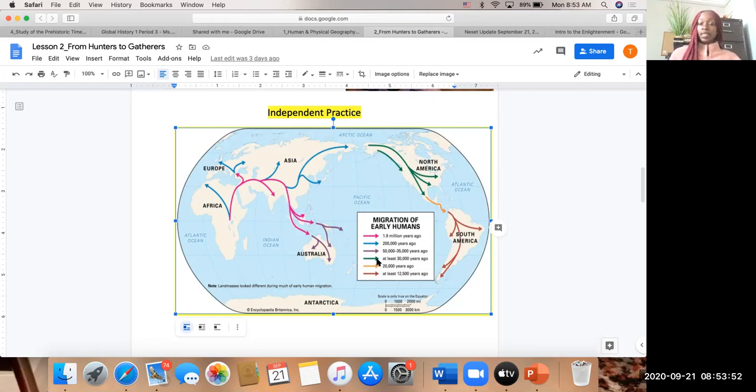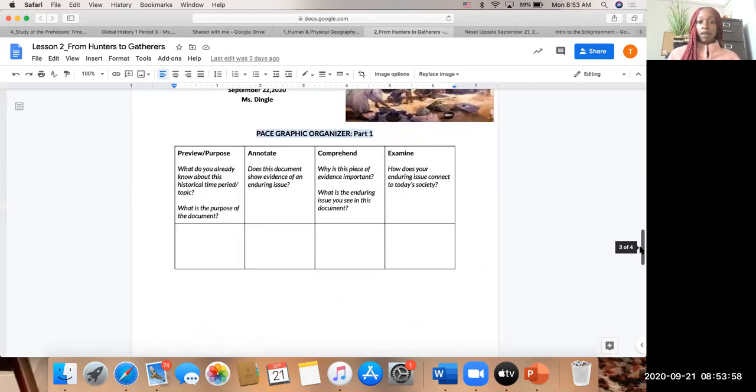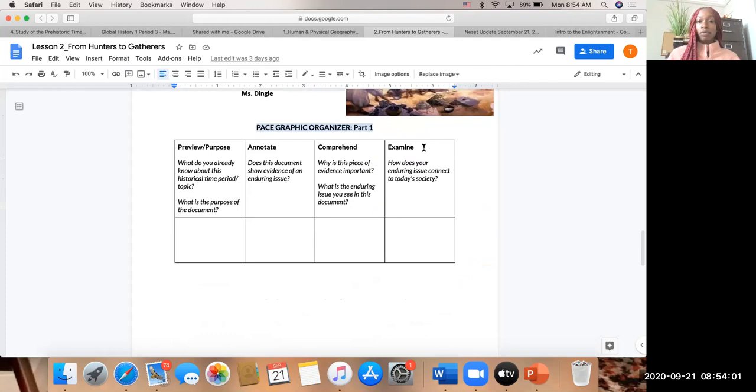Now after you understand the map, after you understand the key and what everything represents, you want to come down here to the PACE chart, all right? PACE will be used throughout this course, and the acronyms will always be the same. The P will always stand for preview or purpose. The A, you will be annotating throughout this whole year, and we will be very familiar with how to do that in various ways.